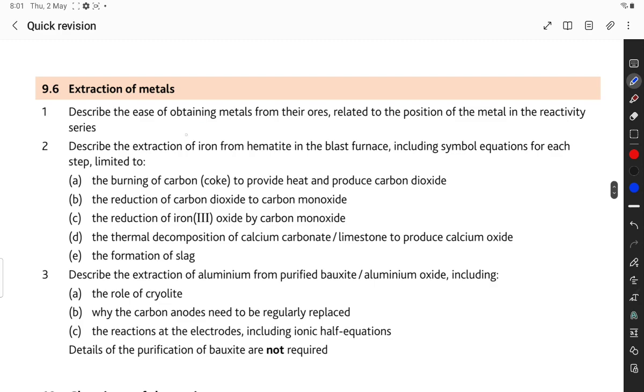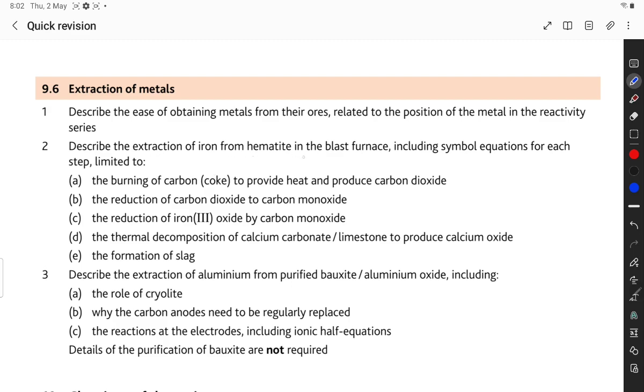Extraction of metal. Describe the ease of obtaining metal from its ore related to the position of the metal in the reactivity series. Obtaining metals from less reactive metal compounds is very easy because they are unstable and easily decomposed into metal or metal oxide, and metal oxides are further reduced with carbon or carbon monoxide.